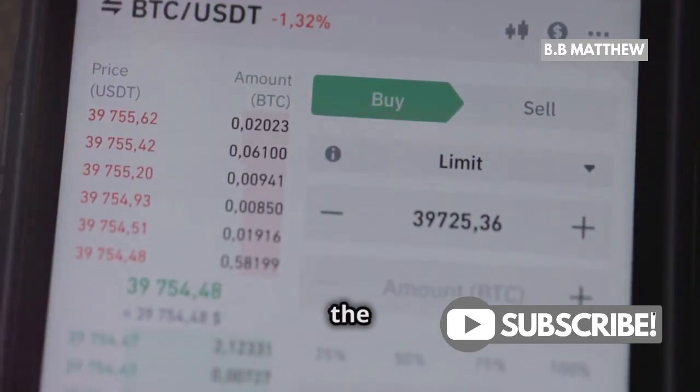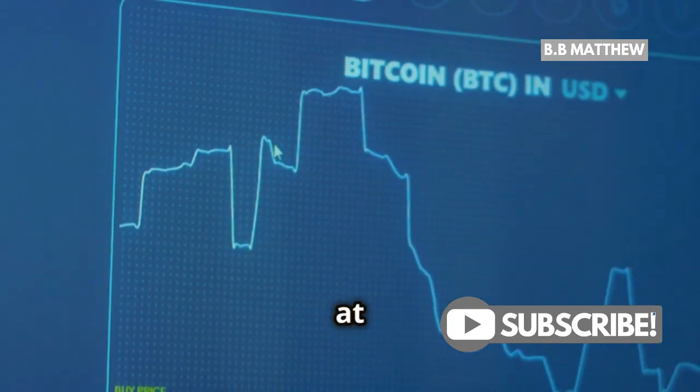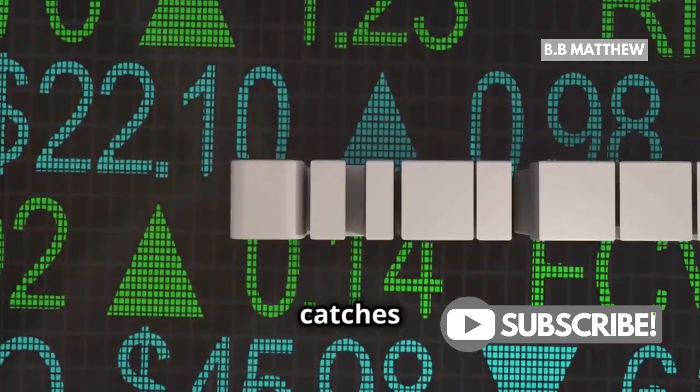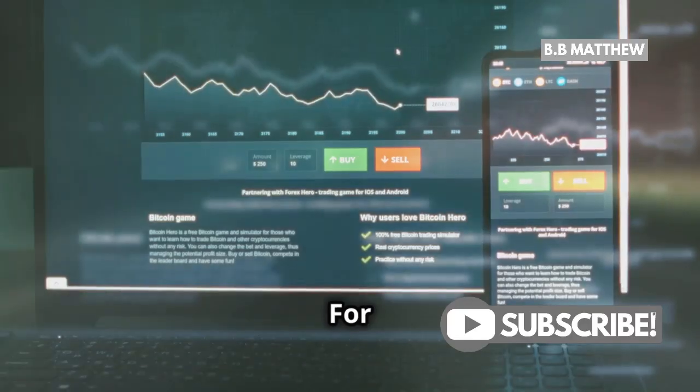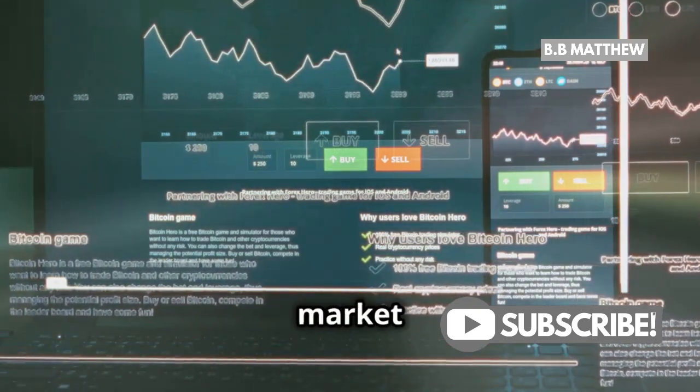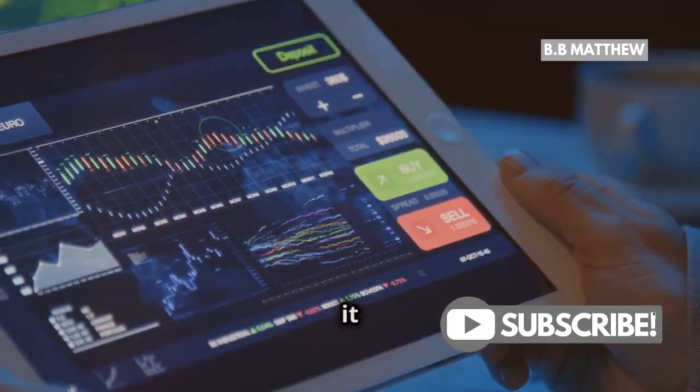Next, you'll need to enter the stop price. This is the price at which your stop limit order will be triggered. Think of it as the safety net that catches your trade at the right moment. For example, if you're buying, set the stop price slightly above the current market price. If you're selling, set it just below.